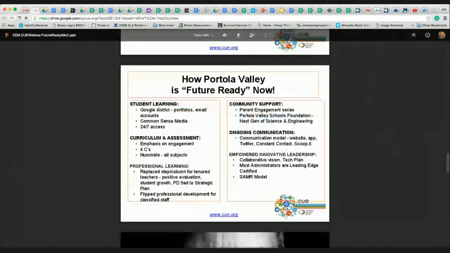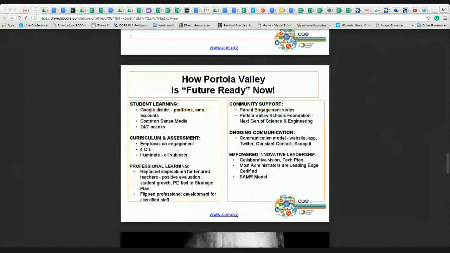On that next slide, you see how we are future ready. I broke this into the areas of the gears that you see with the Future Ready initiative and with the work that the other 99 superintendents and I did when we were back in Washington, D.C. almost a year ago. With regards to student learning, we're a Google district. We use a lot of Common Sense Media, and we really try to provide 24/7 access for all of our students.